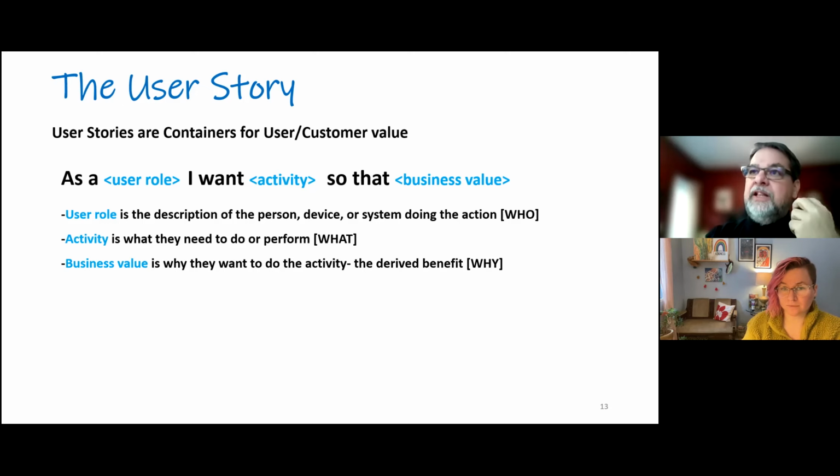The activity is basically what's going on. What's the activity? That's the what. And then the business value, or just the value, is the why of the activity. You know, I want to have a data table or a table in the lab that tells me where all the reagents are of certain types, so that I may go and find the reagent that I need quickly.